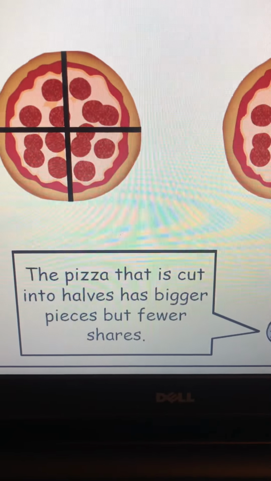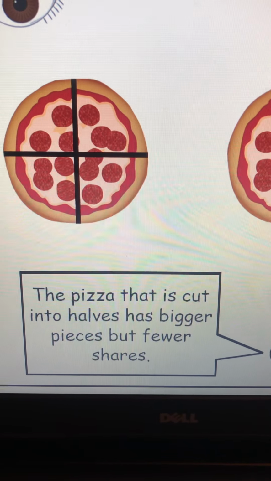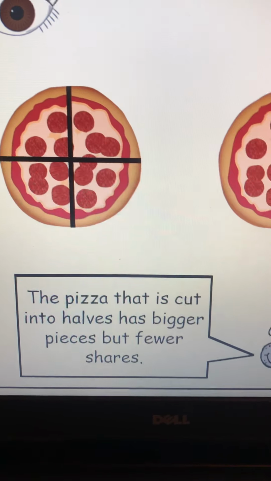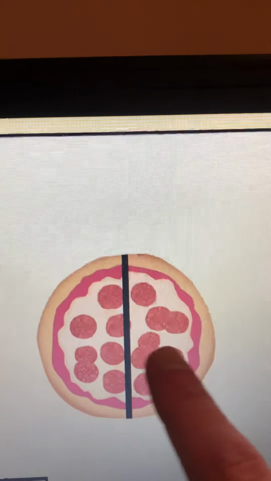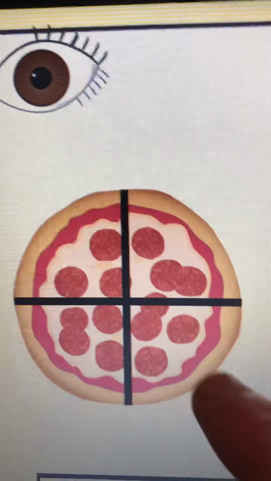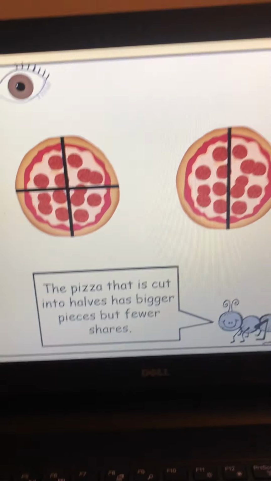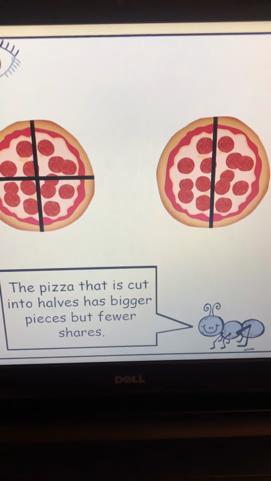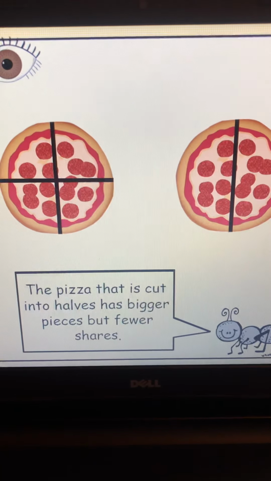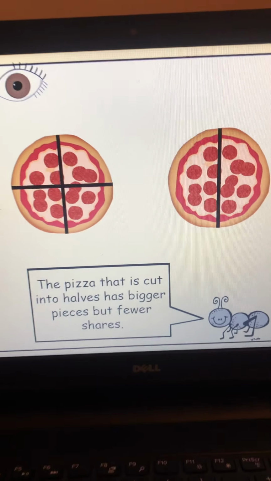The pizza that is cut into halves has bigger pieces but fewer shares. So this pizza has bigger shares, but there's less shares. There's only 1, 2. Where this pizza you could share with 4 people. 1, 2, 3, 4. So that's kind of what the goal for this lesson is, that the more times you share it, the smaller the piece is going to be.